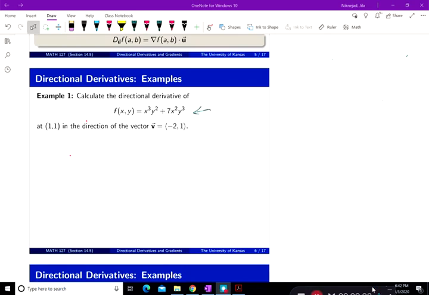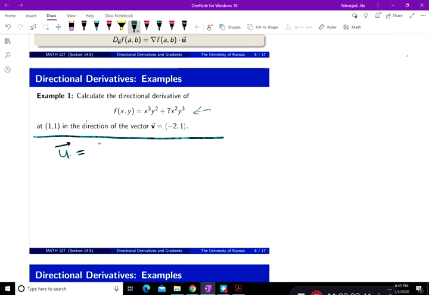We're continuing with section 14.5 and a few directional derivative examples. Example 1. Calculate the directional derivative of f of x and y equal to x to the third y squared plus 7x squared y to the third at point (1, 1) in the direction of the vector v equal to (-2, 1). Before you forget, the first step is to convert that v to a unit vector in the direction of v.